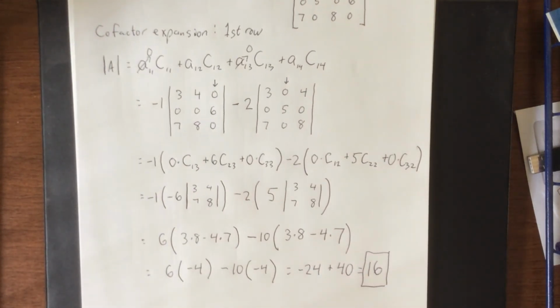So cofactor expansion tends to work really well when there are lots of zeros already present within the matrix. If they're not already there, then in the next section we're going to discuss how to force them in there.